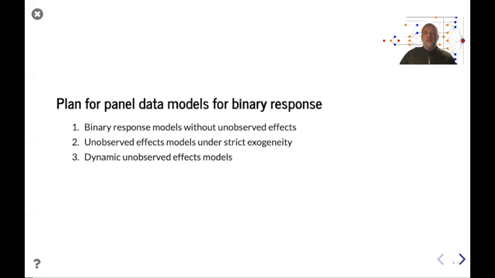Okay. For the first one, that's a natural starting point to see how far we get with models without unobserved effects. What happens if we ignore the unobserved effect? Well, that depends on the nature of that unobserved effect. Is it correlated with the explanatory variables? Well, maybe you get inconsistent estimates in that case.